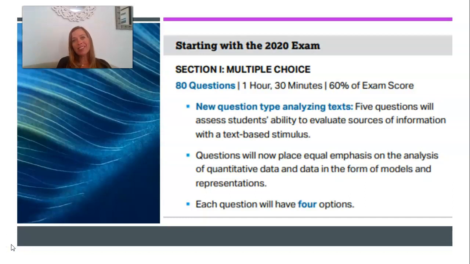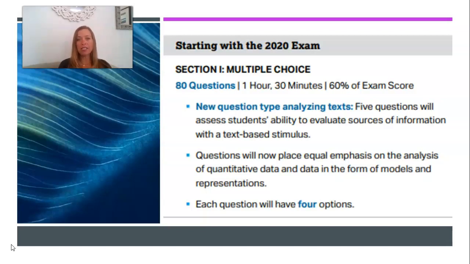First of all, let's talk about exactly what's going to be on the AP exam. There's two major sections. There's the multiple choice section, which we call the MCQ, the multiple choice questions. There's 80 of those. You have 1 hour and 30 minutes, and that acts as 60% of your exam score.